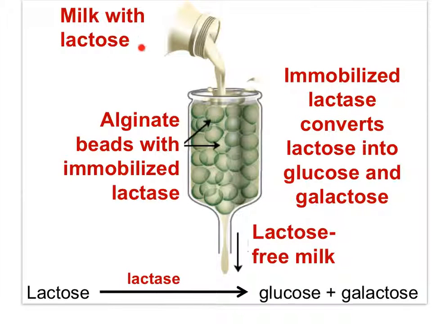Lactose is a disaccharide which is difficult for certain people to digest. Lactose is poured into the column with the immobilized lactase enzyme. Lactase transforms the disaccharide into glucose and galactose monomers through a hydrolysis reaction. The milk that results from the process is lactose-free and consumable by people who are lactose intolerant.